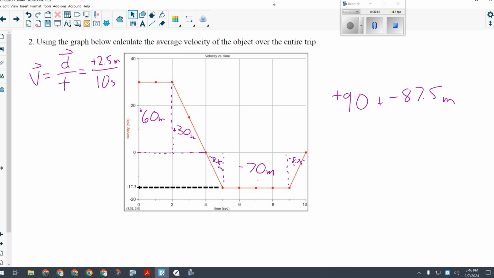And so once I have that, now I can do my total displacement over total time. I'm going to get that my average velocity is positive 0.25 meters per second. Okay, pretty typical velocity versus time graph question.